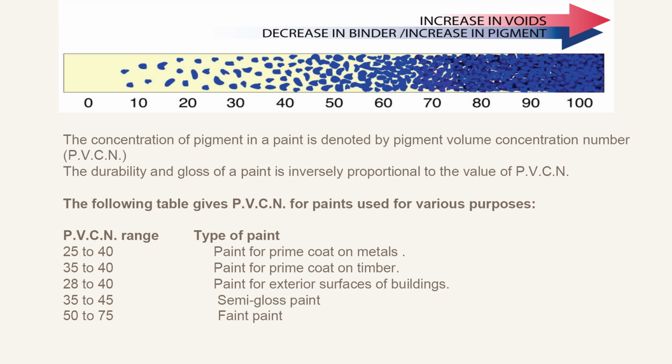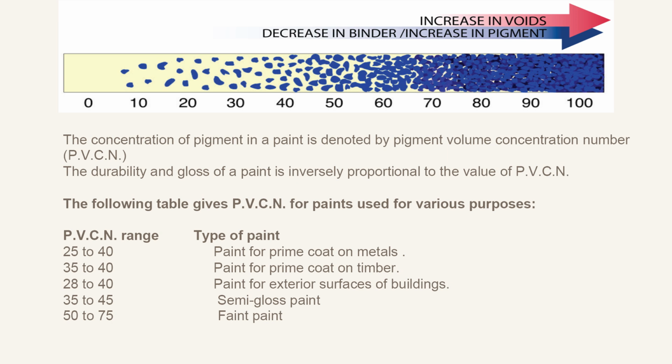For example, if painting is for prime coat on metals, the PVCN ranges from 25 to 40, and if it is on timber, PVCN ranges from 35 to 40. Then if it is for exterior surface of the buildings, PVCN ranges from 28 to 40. Then for semi-gloss paint, this PVCN ranges from 35 to 45, and for flat paint, PVCN ranges from 50 to 75. This helps us to choose the right paint for different surfaces and achieve the finish you desire.